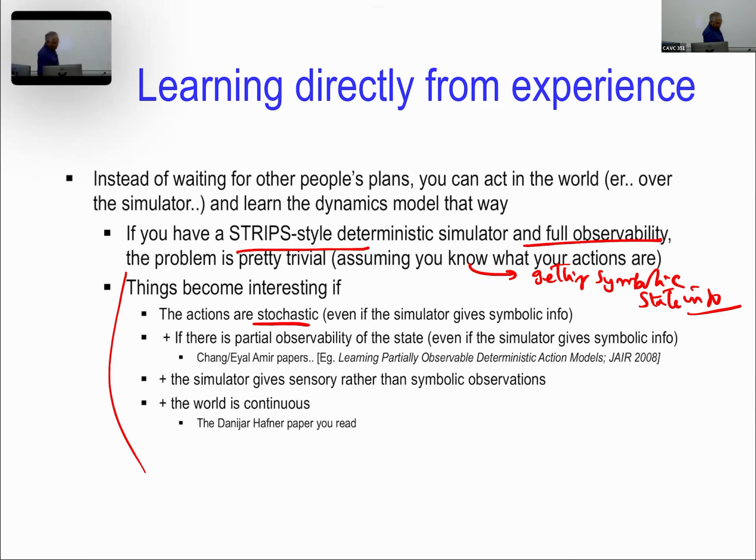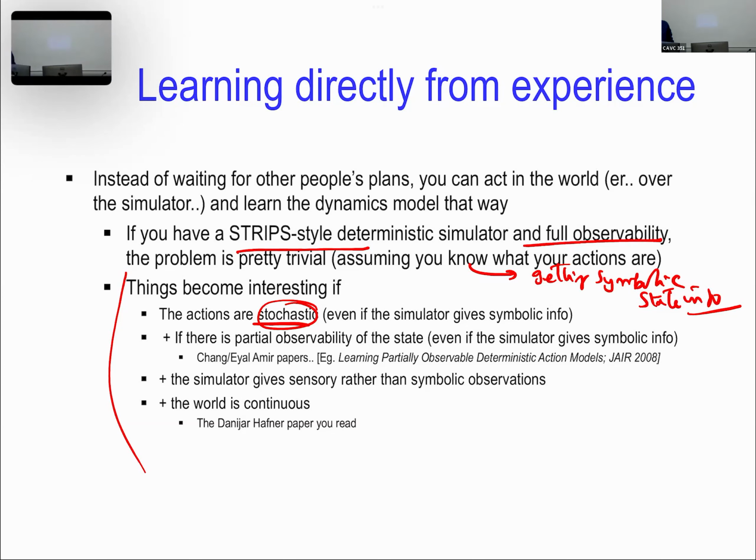Okay. Things become more interesting if, for example, the actions are stochastic. Everything else remaining the same, the actions just become stochastic. Things become harder, because even effects cannot be right away known. You understand what I'm saying? In the previous case, in the Yolanda Hill case, if I do an action once, I know its effects, if it's a fully specified state. If it's a stochastic action, I need to do it infinitely often to figure out the probability distribution over the effects.